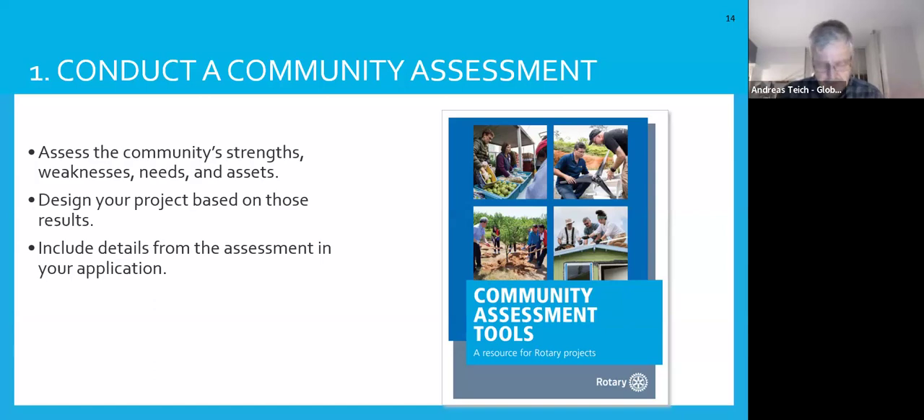You can be creative, but unless we talk to the folks on the ground in the place we want to work, it's not going to come through, and Rotary is not going to approve it. So get started there. District leaders can help you conduct the assessment, particularly the folks in the host country who are probably going to be the ones who do the assessment. Next.